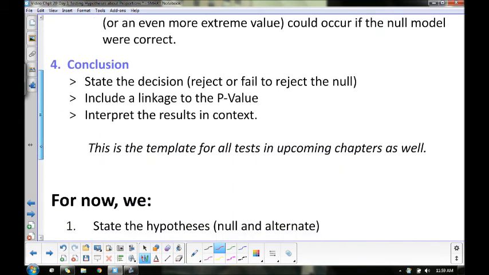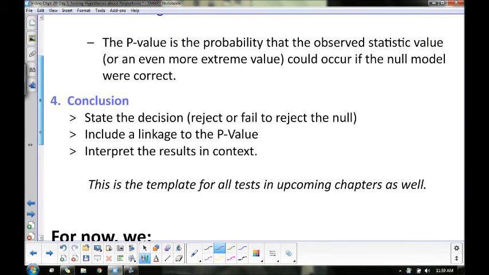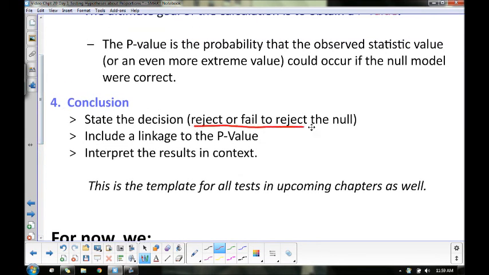And the very last thing that we do is we state our conclusion. State the decision. Remember, we reject or fail to reject. Please make sure that you're using these terminologies. Include a linkage to p. You must always, always include that. Say, because the p-value is whatever it is, which is either greater or less than alpha, we fail to reject or reject the null, and always put it into context.